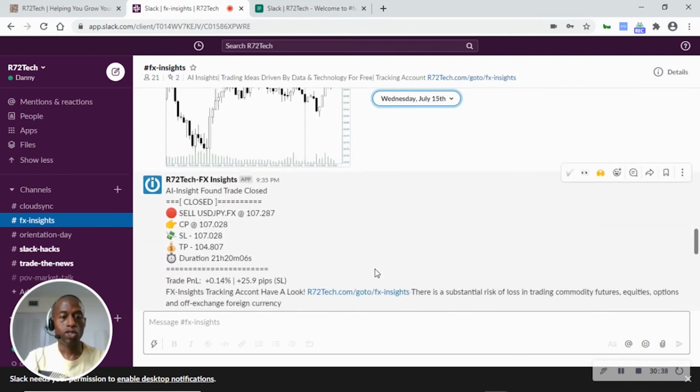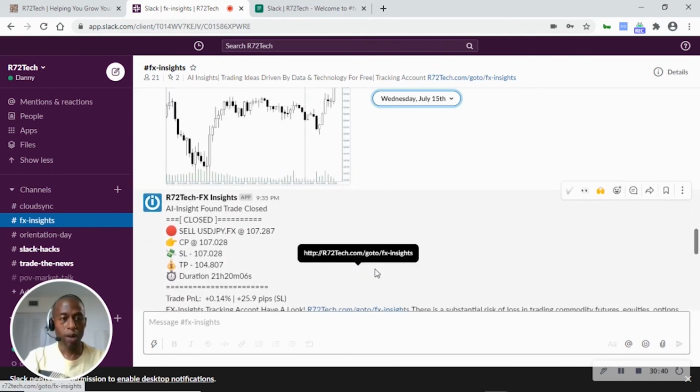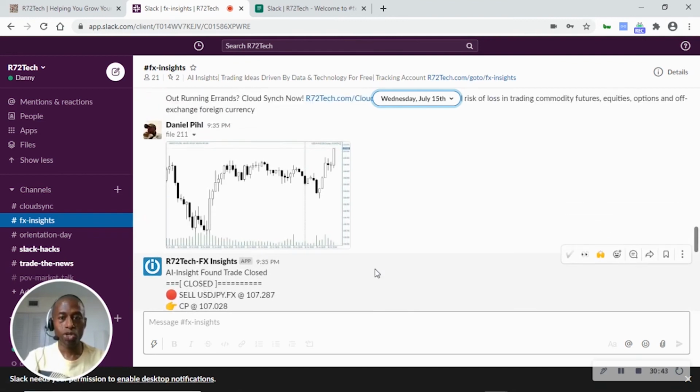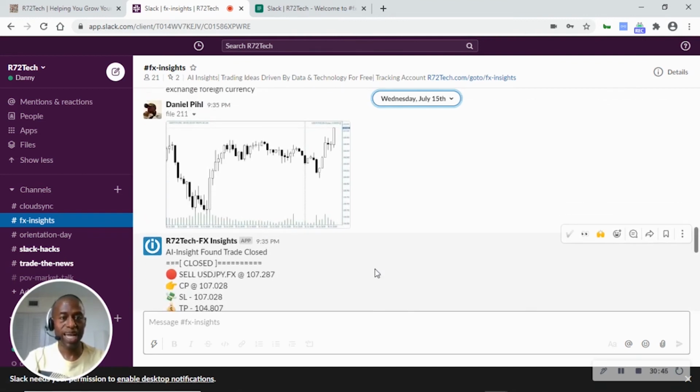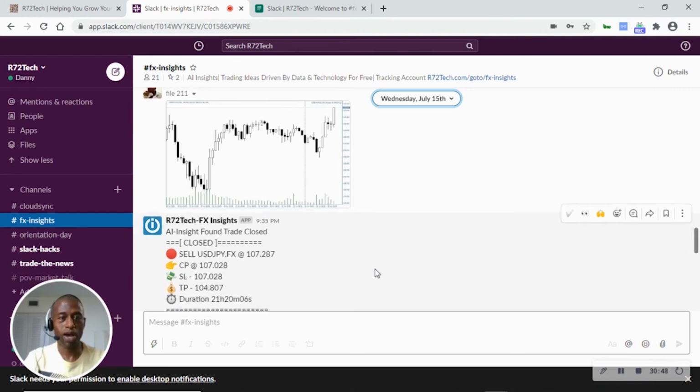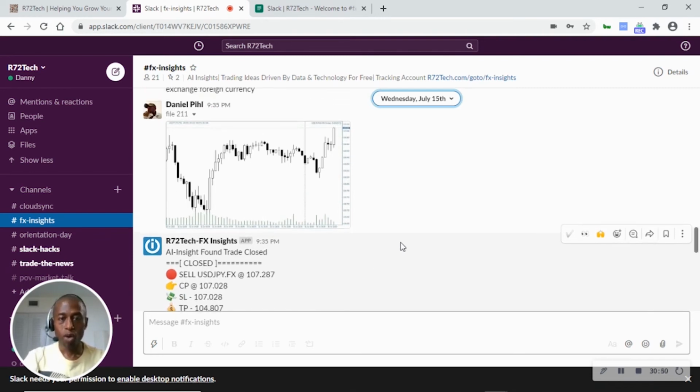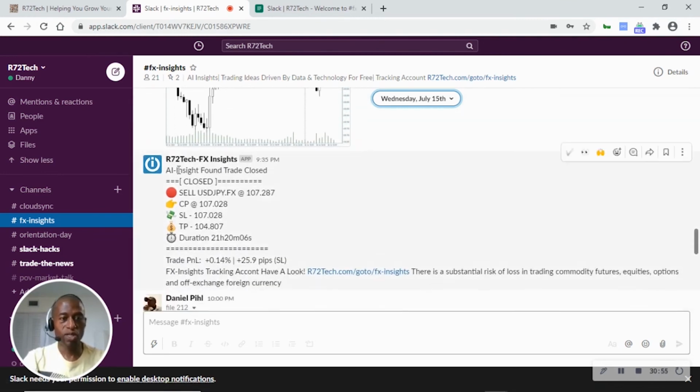All right, so here we go. I'm going to pause here, show you what happens once an AI Insight close trade is found. All right, so we have the chart. Charts come with everything, and what you have here is AI Insight found trade close. Tells you right here in big letters close. It tells you for what asset class, FX, and the currency pair. Like I said in that video, where we showed you 3 different AI insights and the 3 different types that you can receive, you already know this is for close.